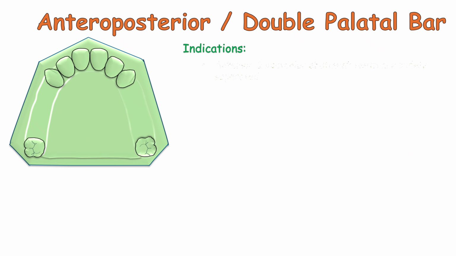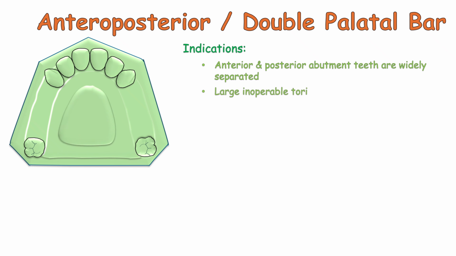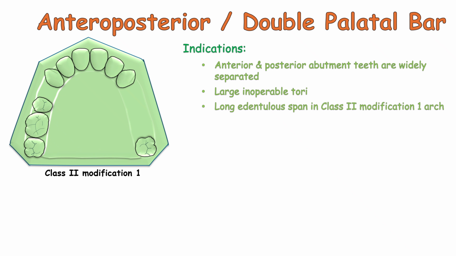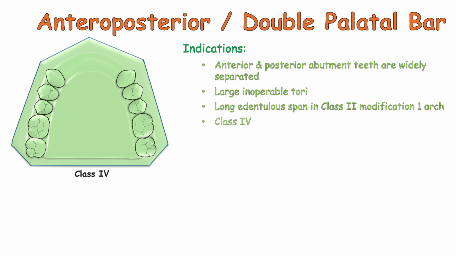Indications: it is indicated in cases where anterior and posterior abutment teeth are widely separated, in cases where there is a large inoperable tori, in cases where there is a long span edentulous area, in Kennedy's class 2 modification 1 arch, and in Kennedy's class 4 cases where there is a bilateral edentulous area located anterior to the remaining natural teeth.